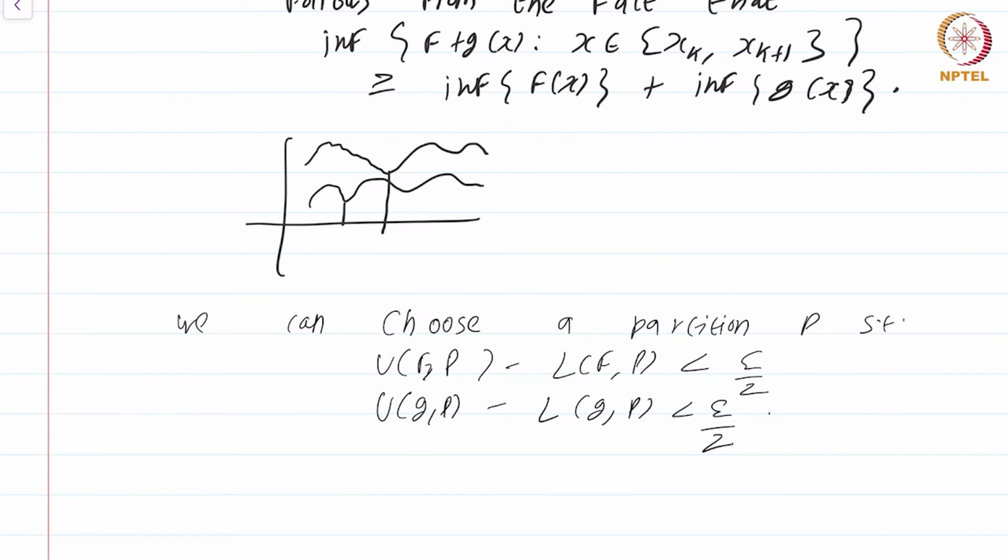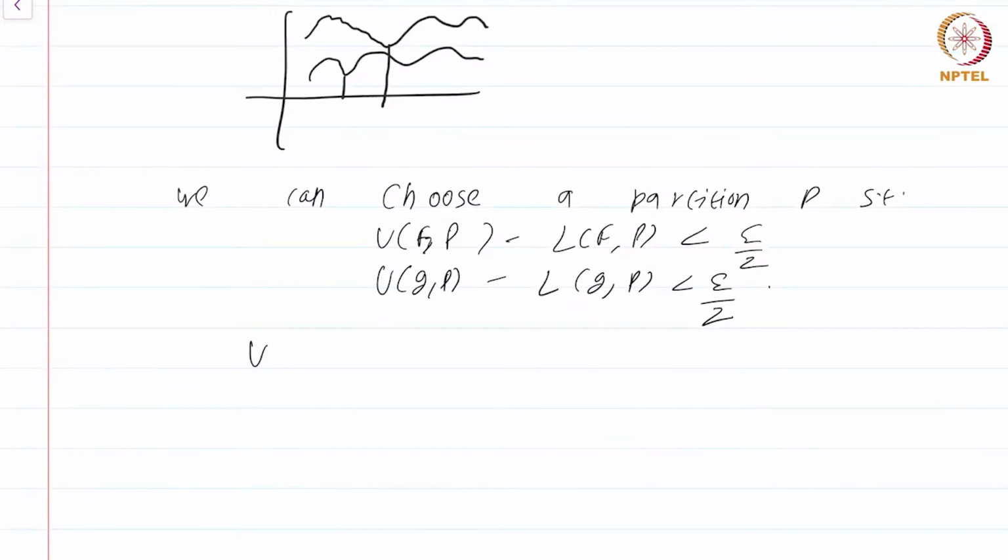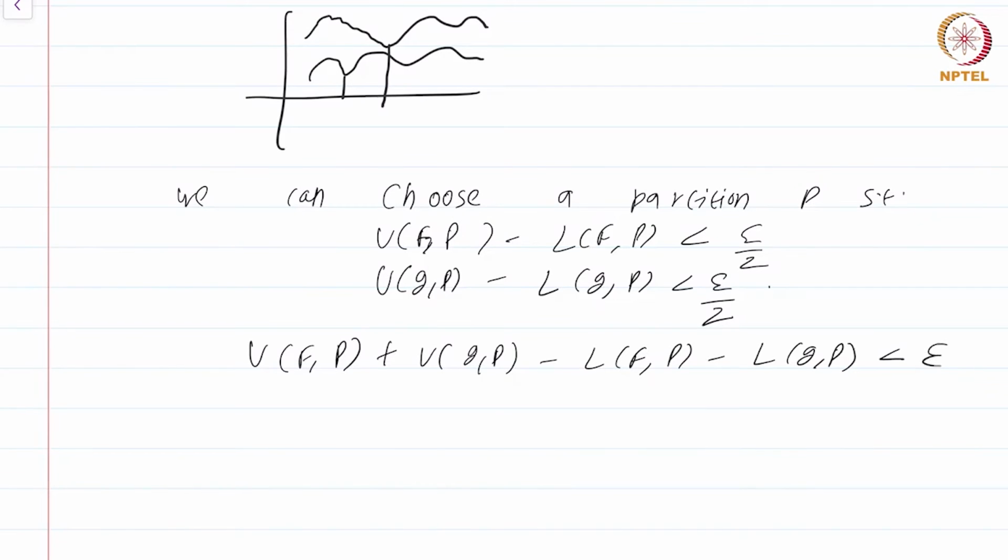Okay, so we can choose a partition such that U(f,P) minus L(f,P) is less than epsilon by 2 and U(g,P) minus L(g,P) is also less than epsilon by 2. What this gives is U(f,P) plus U(g,P) minus L(f,P) minus L(g,P) is less than epsilon. Okay, so excellent. What does this give?